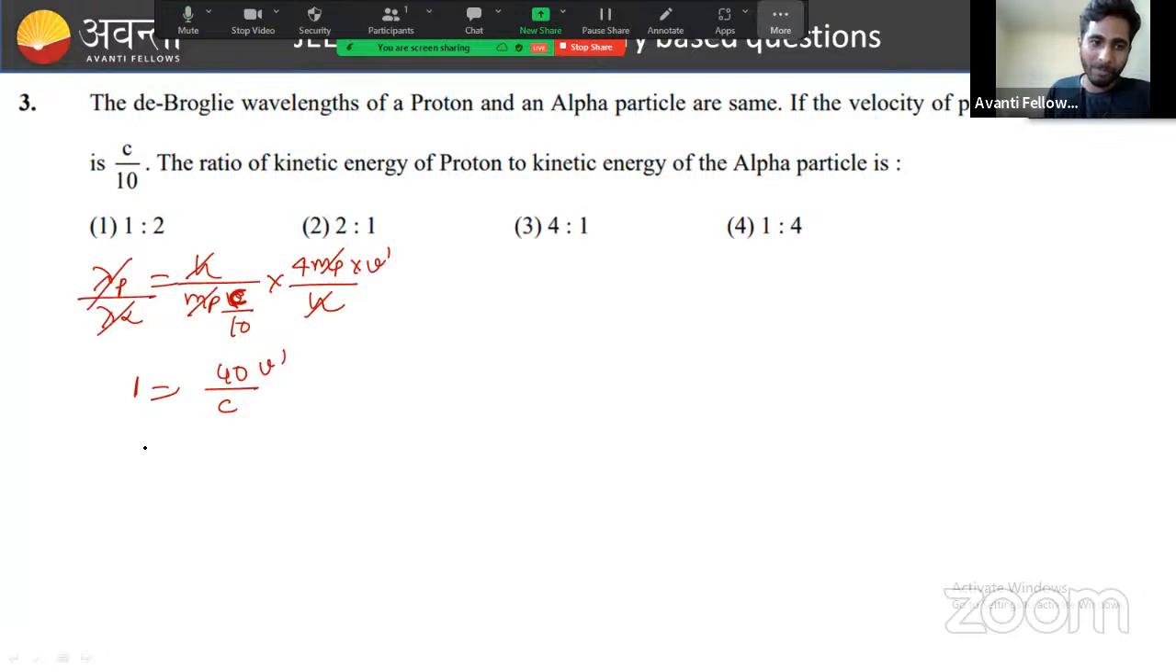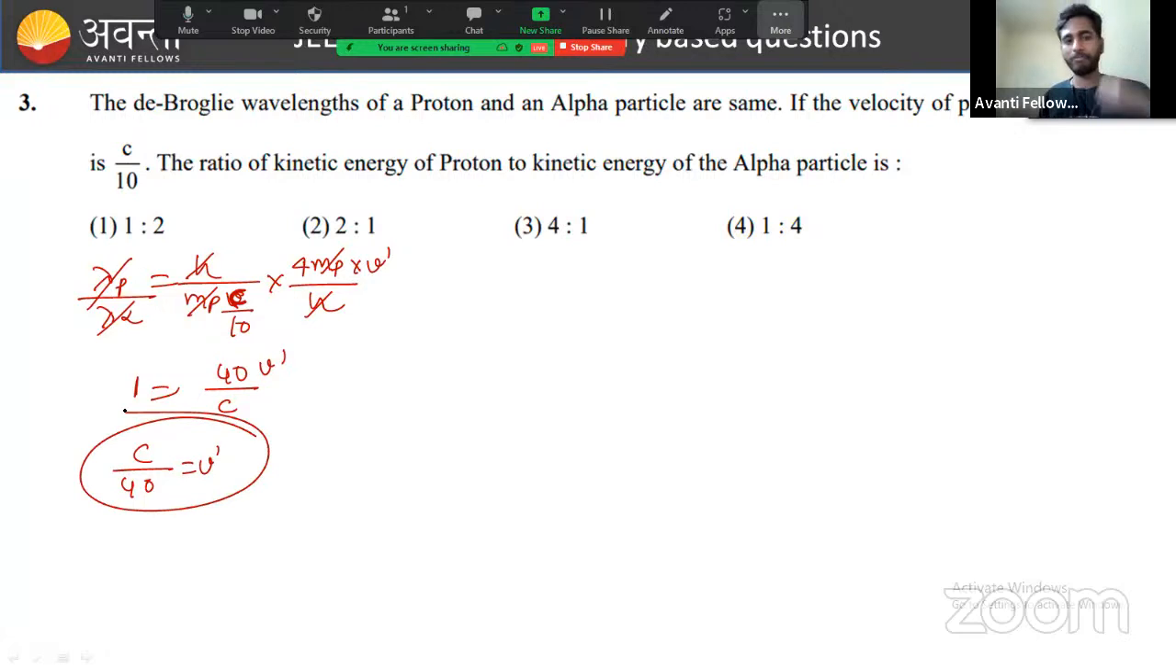Then it will become c by 40 is equal to v dash. This is the velocity of the alpha particle, and the velocity of the proton they have already given as c by 10. No need to worry about it.